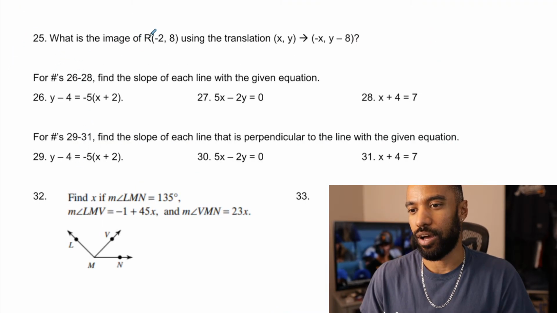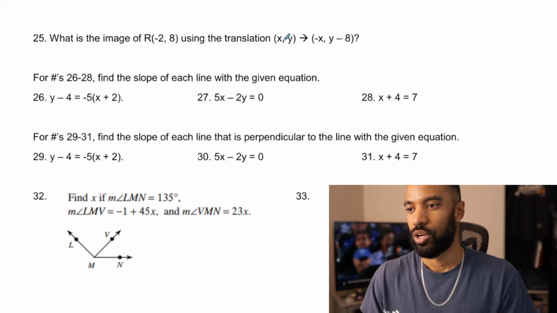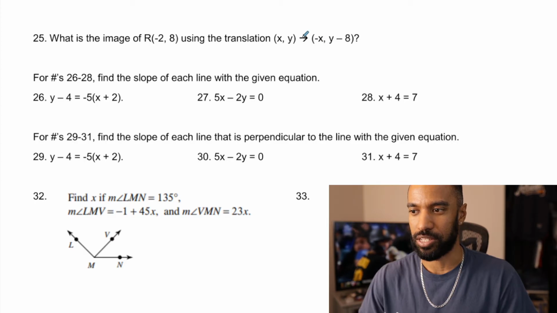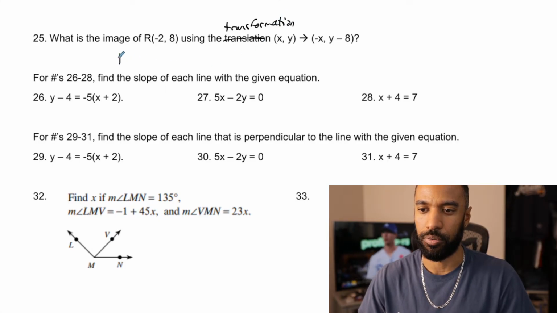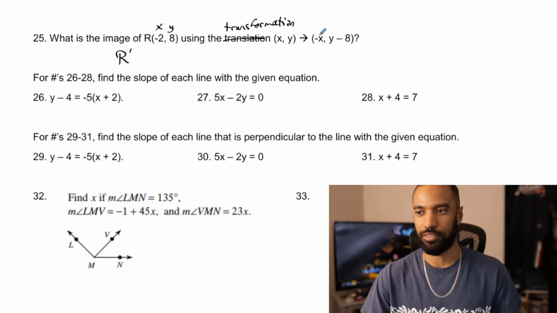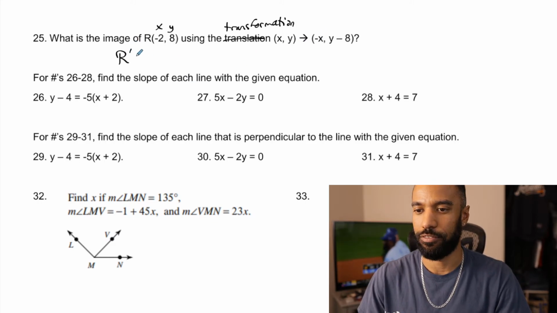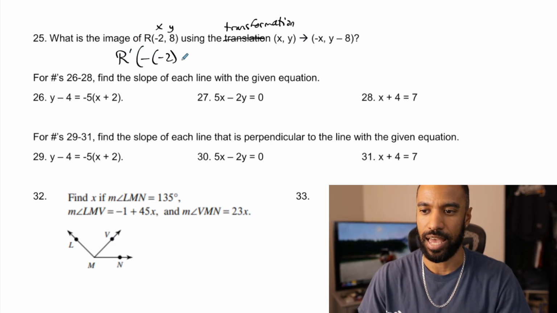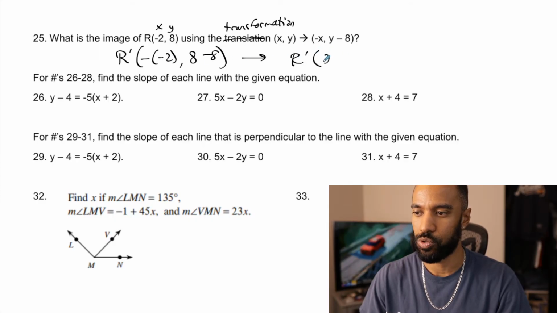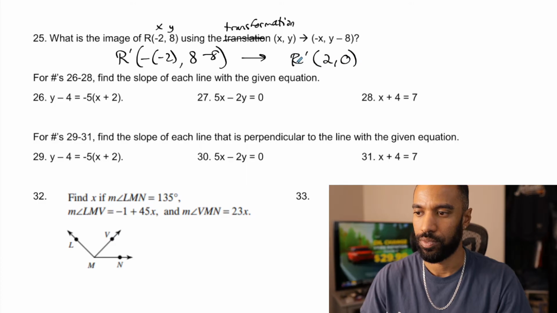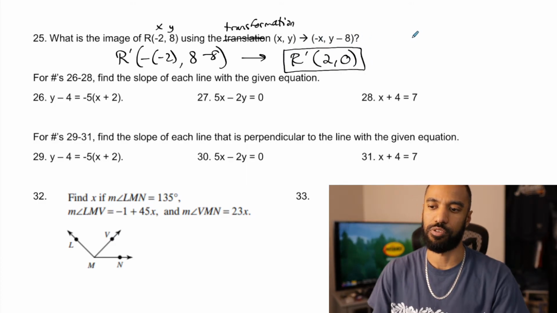All right, what is the image of R using the translation right here? It should say the transformation, because that negative x means it's some sort of reflection. So what we're going to do is apply an algebraic rule here to find R prime. Here's the original x, y. The original x is -2. The new x coordinate, we're going to take the opposite of the x, -2, and take the y, 8, and subtract 8. So R prime is the opposite of -2, which is +2, and 8 minus 8 is 0. So here's where R prime is after that transformation is applied.